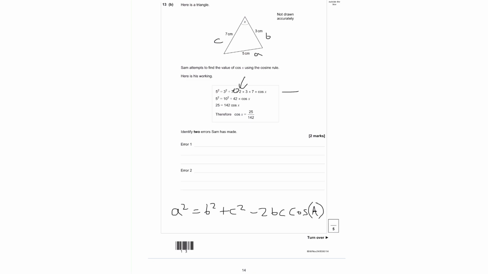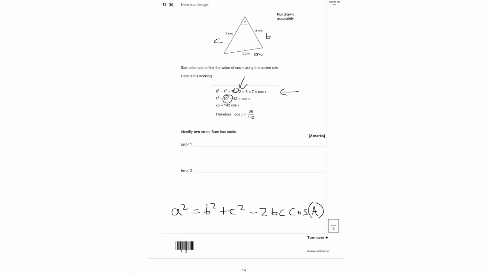So this is his first mistake. His second mistake is we can see that he has 5 squared equals 10 squared. So he's gotten this 10 squared by assuming that 3 squared plus 7 squared is the same as 10 squared. That is absolutely not the case. So this is also incorrect.